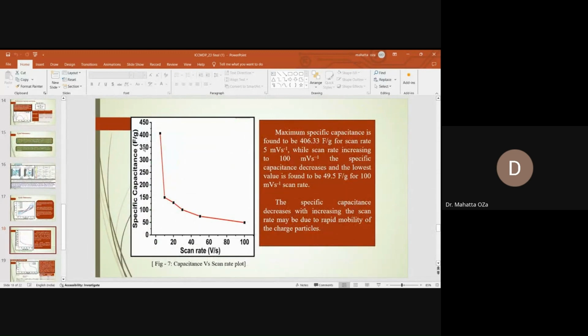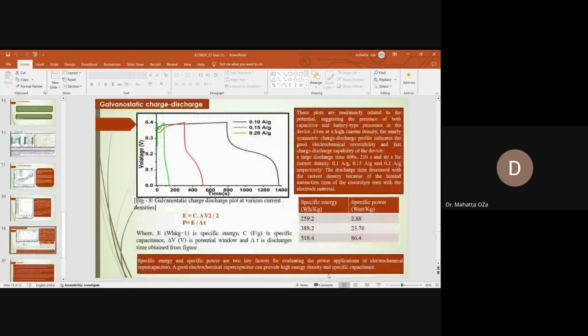Specific capacitance versus scan rate plot. From this plot, the maximum specific capacitance is found to be 406.33 at the scan rate of 5 millivolt per second, while at the scan rate of 100, the value of specific capacitance is 49.5. The specific capacitance decreases with increasing scan rate, maybe due to the rapid mobility of the charged particles.